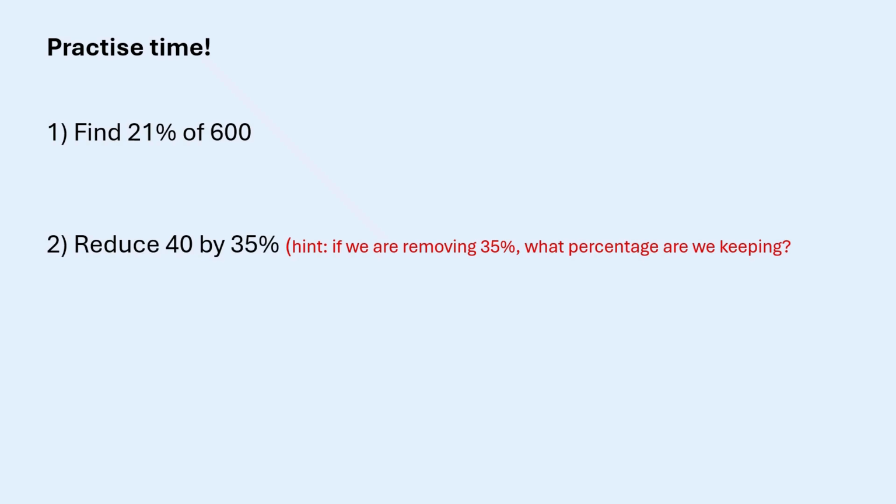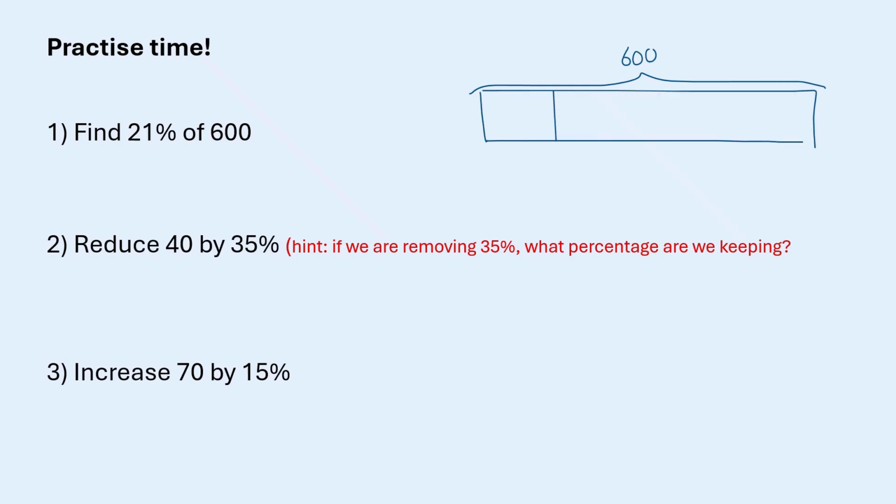So now that we've covered those skills, let's have some time for practicing them. So I'm going to put up 3 questions. Find 21% of 600, reduce 40 by 35%. You could use either one of the 2 methods we looked at, and then increase 70 by 15%. And you don't need to use neatly drawn diagrams. You can just draw something that looks like this if it's helpful for you, just to visualize and add structure to your work. But pause the video here and play when you're ready to go through the answers.